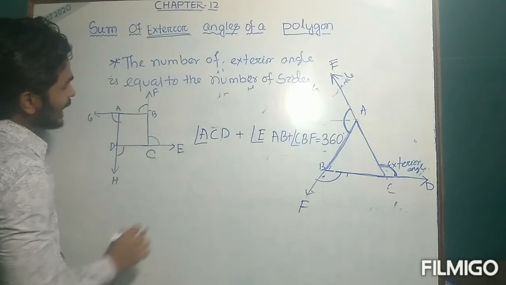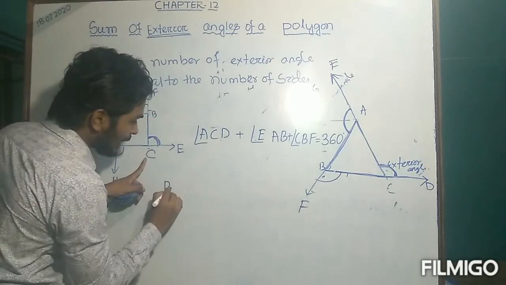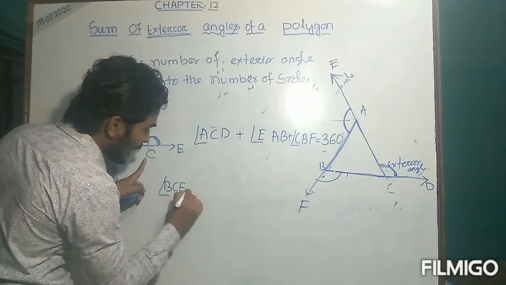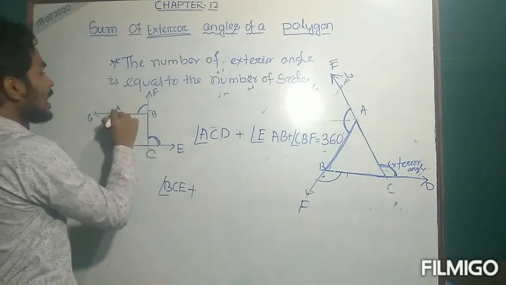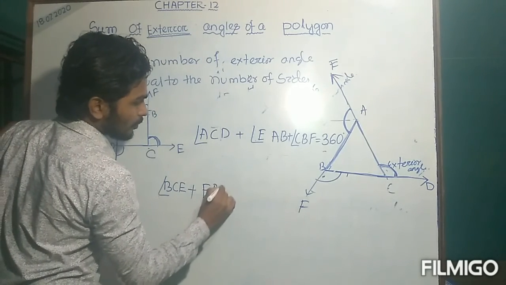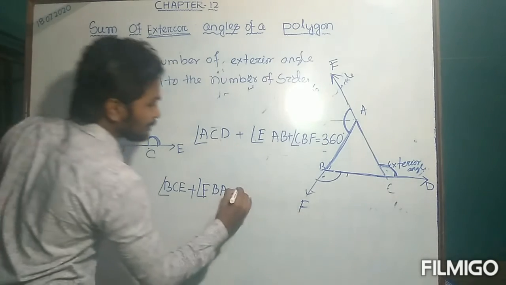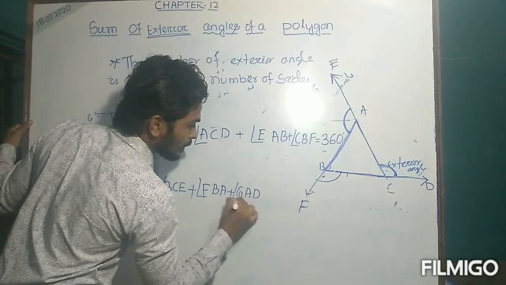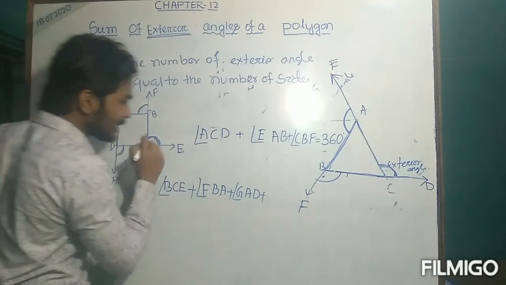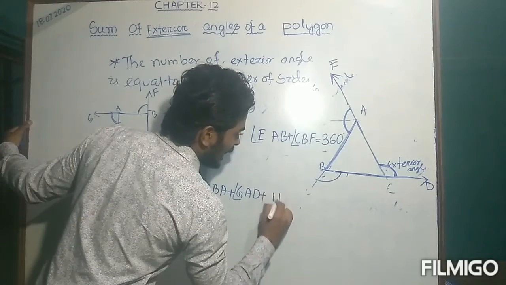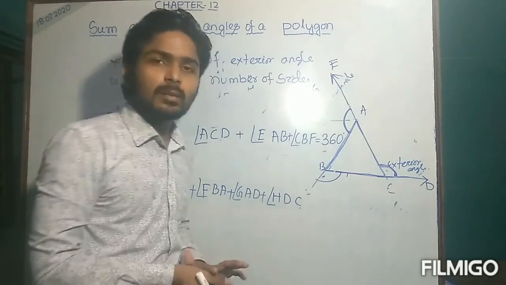So there are 4 exterior angles. Name them. This is the first exterior angle. What is its name? BCE. I am writing this: BCE. Plus the second, FBA. Plus the third, GAD. Now this is the fourth one. This is HDC. Okay, HDC.